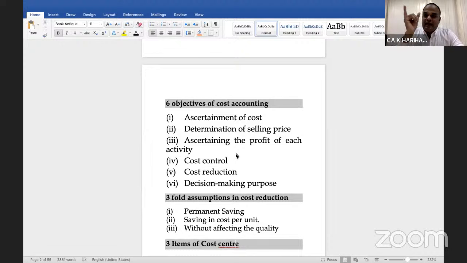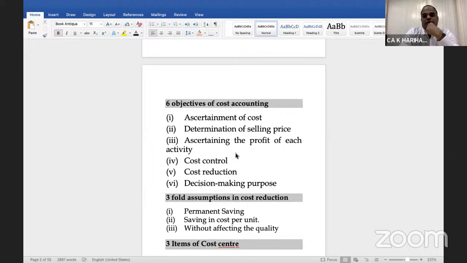Without knowing costing, the person may not know how much cost is incurred to produce the product. So the first one is ascertainment of cost. Without knowing cost, we can't fix the selling price also. Therefore, the second objective is determination of selling price. The difference between cost and the selling price is called profit. So that is for the purpose of ascertainment of profit.